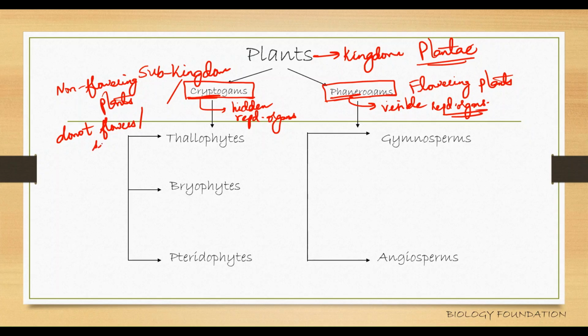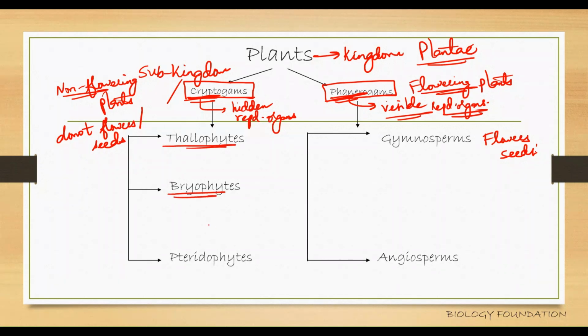Okay, non-flowering plants, they don't produce any flowers or seeds. Phanerogams produce flowers and in turn give rise to seeds. The name phanerogams is because they have visible reproductive organs, whereas in cryptogams, the reproductive organs are hidden. Now, cryptogams are again further divided into thallophyta, bryophyta or bryophytes, and pteridophytes.